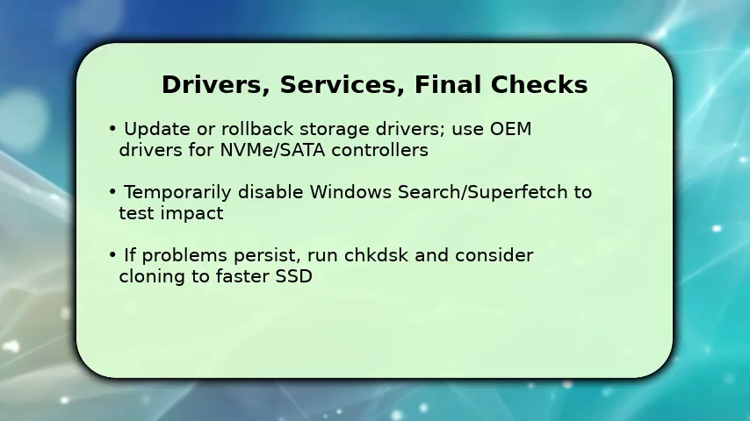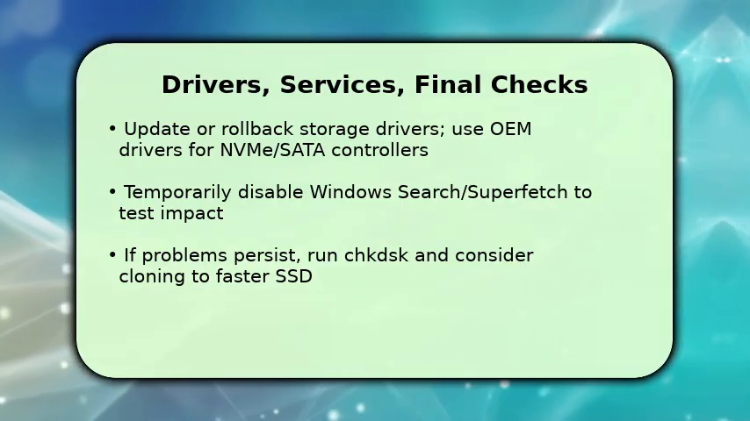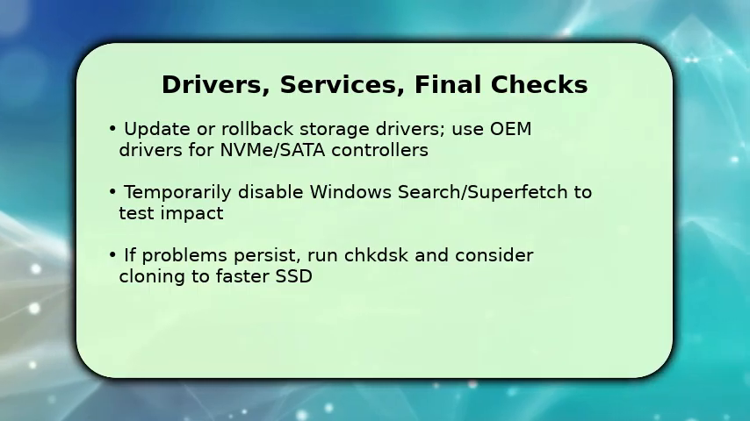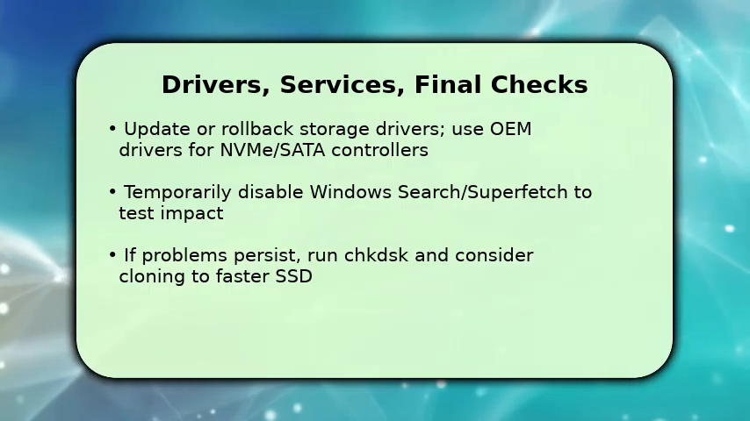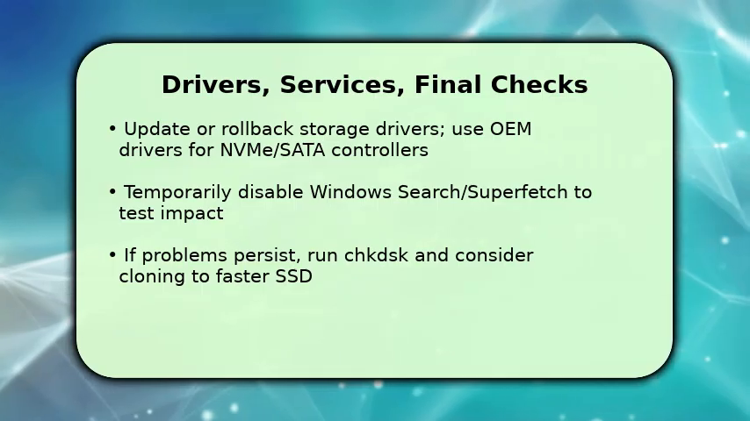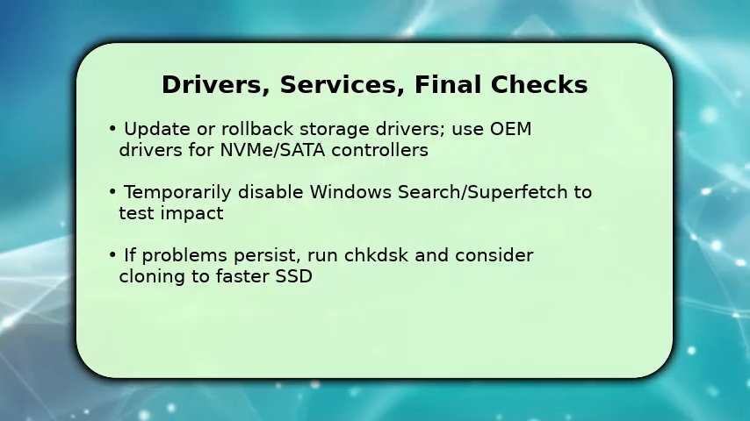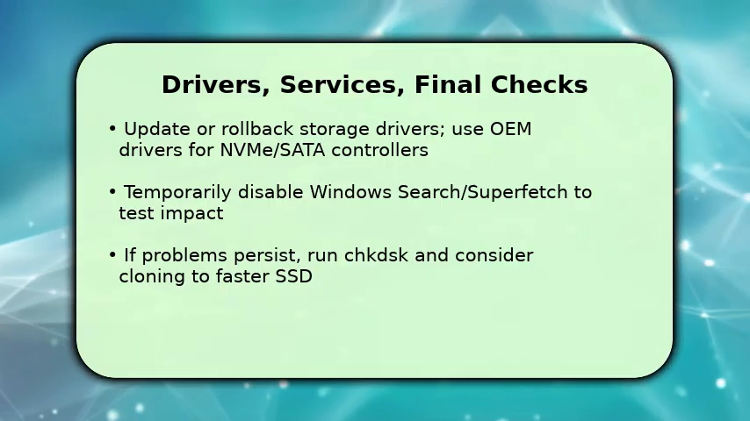Temporarily disable services like Windows Search or Superfetch to test whether indexing or caching causes spikes. If usage drops, reconfigure rather than permanently remove. Finally, run chkdsk to repair file system issues and consider cloning your system to a faster SSD if the disk is a hardware problem.